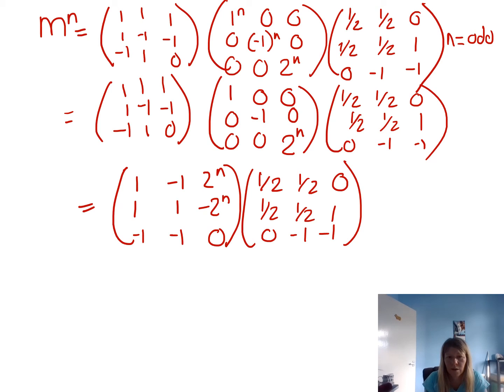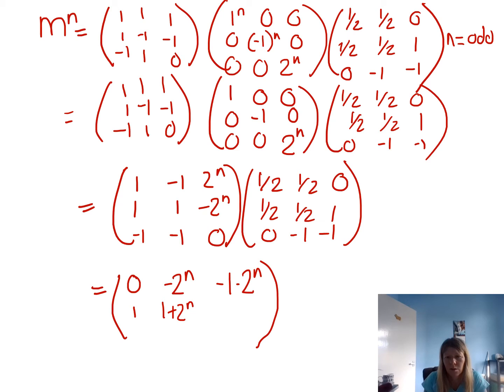Get this right. So that cancels each other out, so you get 0. Get minus 2 to the n. That time you get minus 1 minus 2 to the n. And coming down the middle, we get 1 plus 2 to the n. And we get 1 plus 2 to the n.